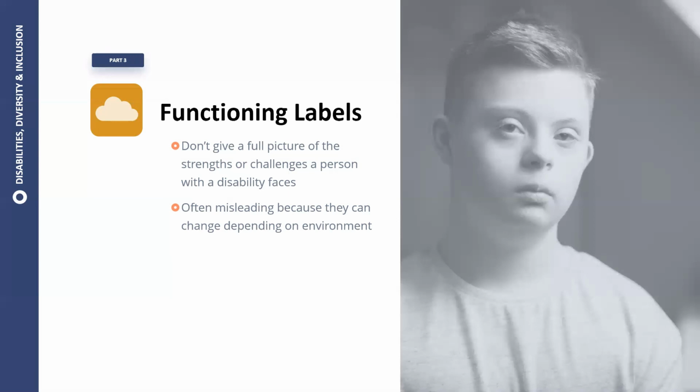For example, a child who is labeled with high-functioning autism may be able to attend school in a mainstream classroom, but may also struggle with debilitating anxiety in order to do so. A severely disabled adult may struggle with activities of daily living, but also have a great sense of humor that makes people enjoy his company. Simply put, functioning labels don't give a full picture of the strengths or challenges a person with disability faces, and are often misleading at best.